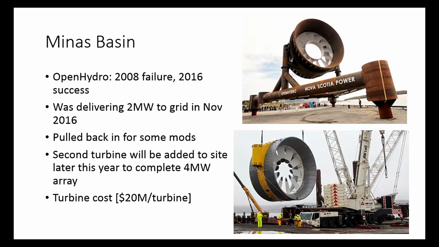Turbine cost $20 million. So you build an array of 1,000. You're getting pretty high up there. Costs should go down though. Anything else to say about that?